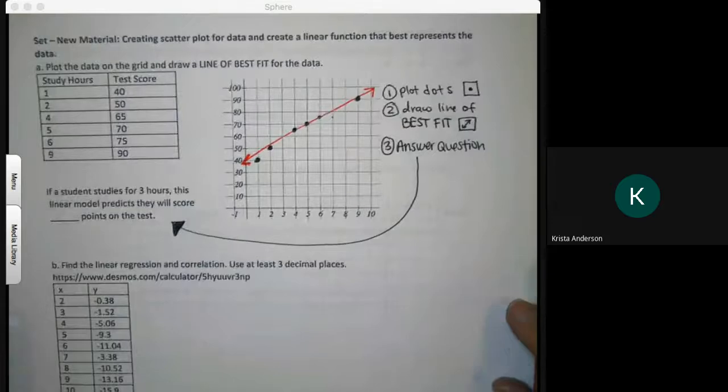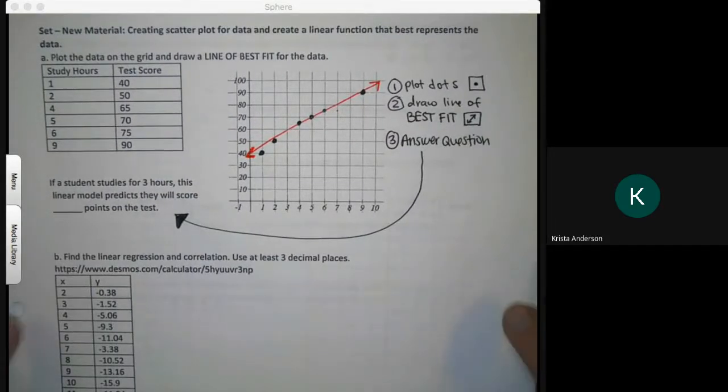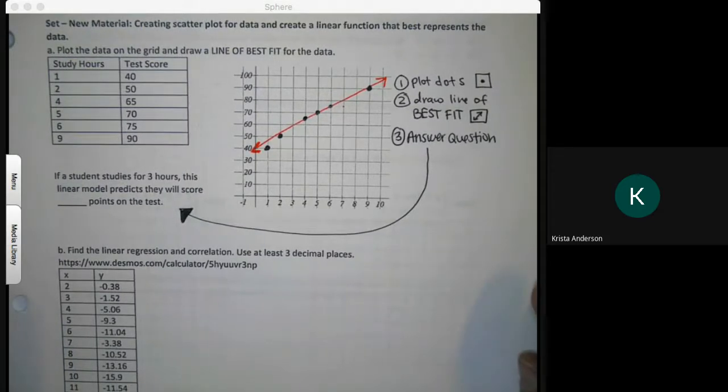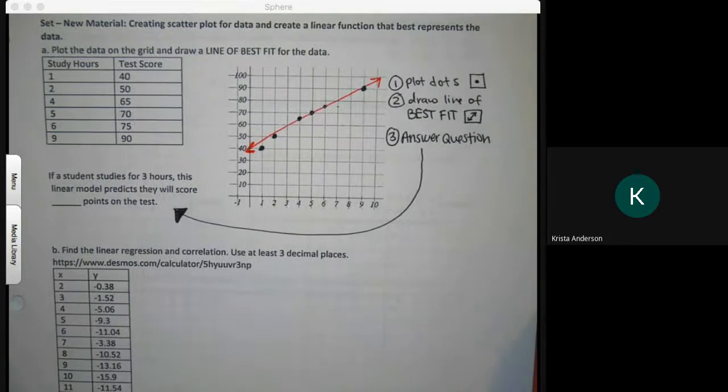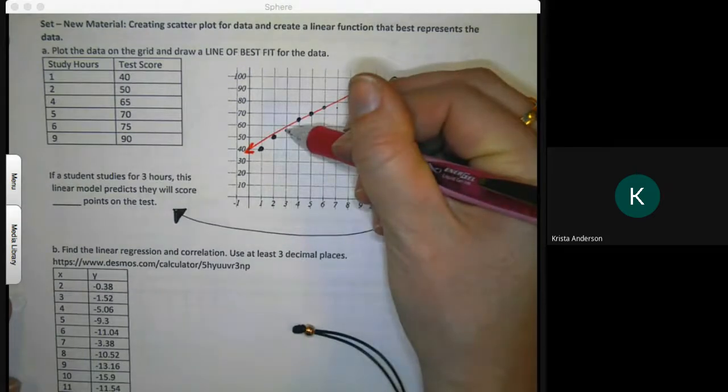If a student studies for 3 hours, this linear model predicts they will score how many points on the test? 1 was at 40, 2 was at 50, then I went to 65, 70, 75 to 90. It's a prediction. 55? Let's check 3. 55 would be in here.